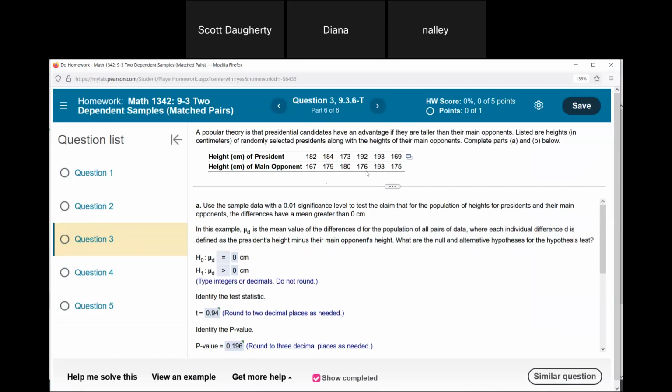And 192 minus 176 is 16, I guess. And then 193 minus 193 would be 0. And then 169 minus 175 would be negative 6. So you're going to have 6 numbers here, which are the differences between the president's height and their opponent's height. And then we're going to average up those numbers, and we're going to call that D bar.